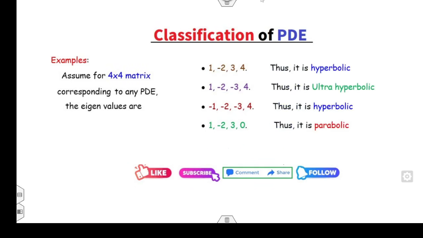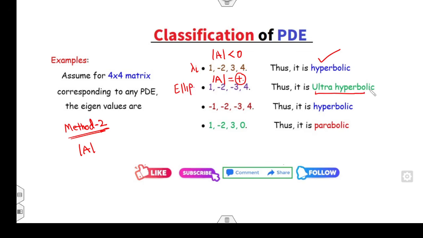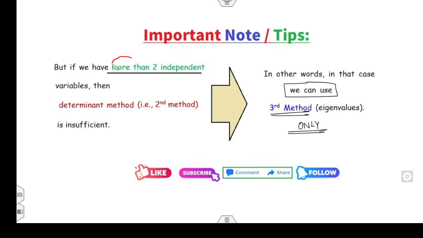Fine. But remember, children, if you apply the determinant method, by using method number 2, that is a determinant, then what will the determinant of these eigenvalues be? Less than 0. So hyperbolic is fine. If you find the determinant of the second example, that is positive, and once it is positive, then it should be elliptic, but what is your answer? It is ultra hyperbolic. That's why whenever you have more than two independent variables, the determinant method is not sufficient to compute the decision.